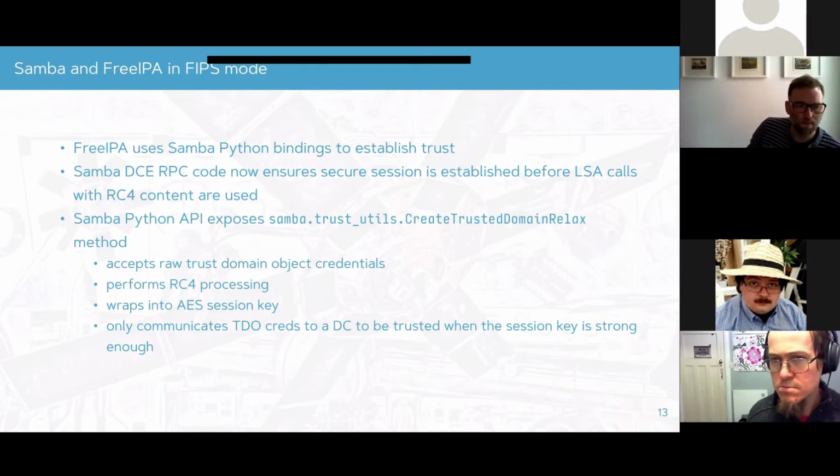And this is where, I think this was late January this year, we finally got this working, to the point that if you boot RHEL 8 with these fixes into FIPS mode, you actually can establish trust to Active Directory fully in FIPS mode, and it simply works, except for a couple of things.